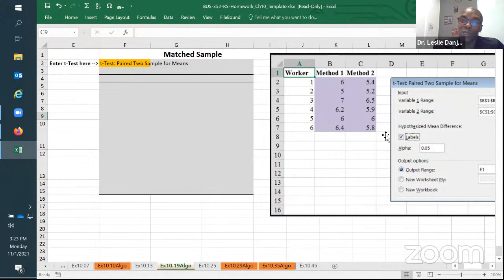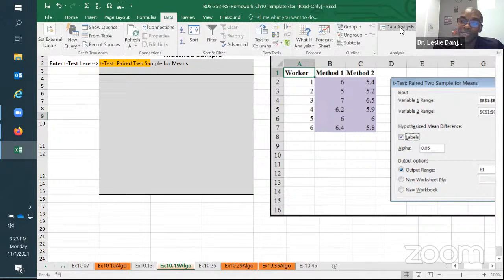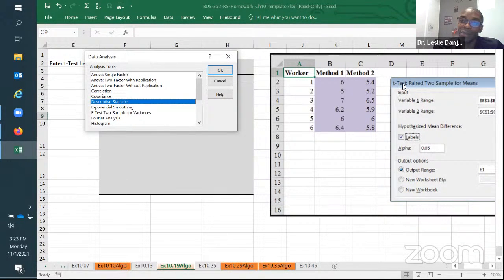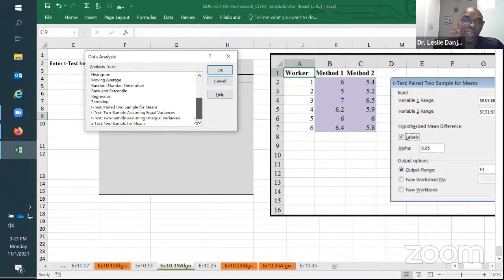But basically what you're doing is data analysis. And we're selecting t-test paired two sample for means. So scroll down, t-test paired two sample for means. These other ones do similar things. Let me make sure it's paired. Yep, okay, I've got the right one.